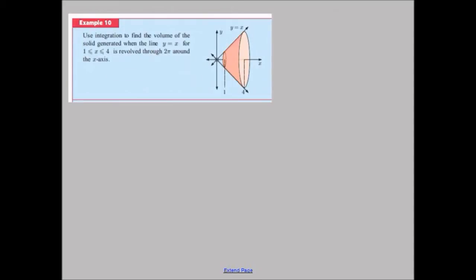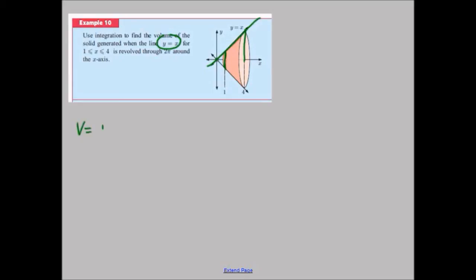Example 10: use integration to find the volume of the solid generated when the line y equals x from 1 to 4 is revolved through 2 pi around the x-axis. First of all, we need to know what this graph looks like. Well, it's a diagonal line, y-intercept 0, slope 1. We're going to revolve that, but we're only going to look at from 1 to 4. So here's the part that we're revolving, and that volume is in pink.